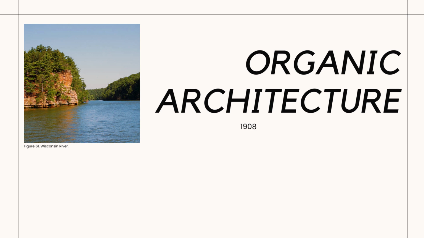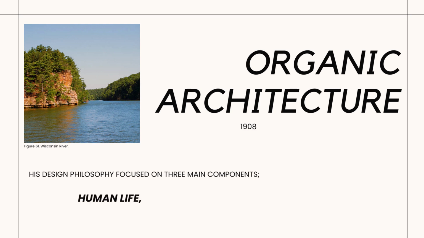Frank Lloyd Wright first used the term organic architecture in 1908. However, Wright often attributes his interest in natural form to his childhood upbringing in the Wisconsin River Valley, an area that would continue to inspire him throughout his career. His design philosophy focused on three main components: human life, nature, and the built environment. He believed structures should blend organically into their surroundings, embracing colours, textures, and materials.